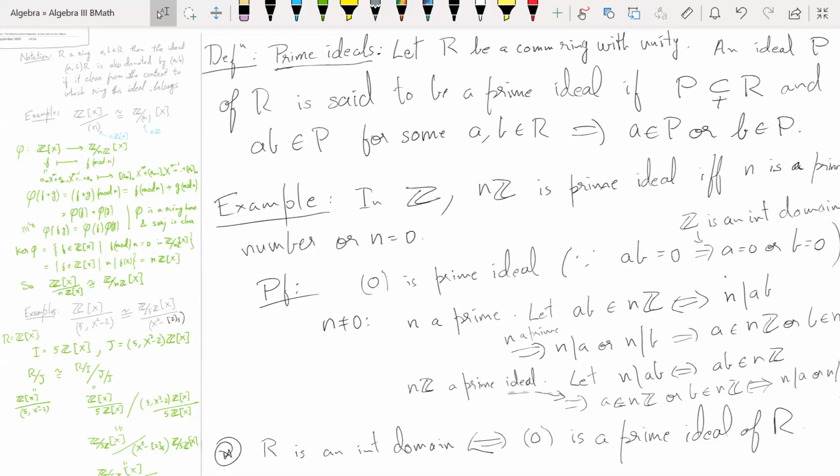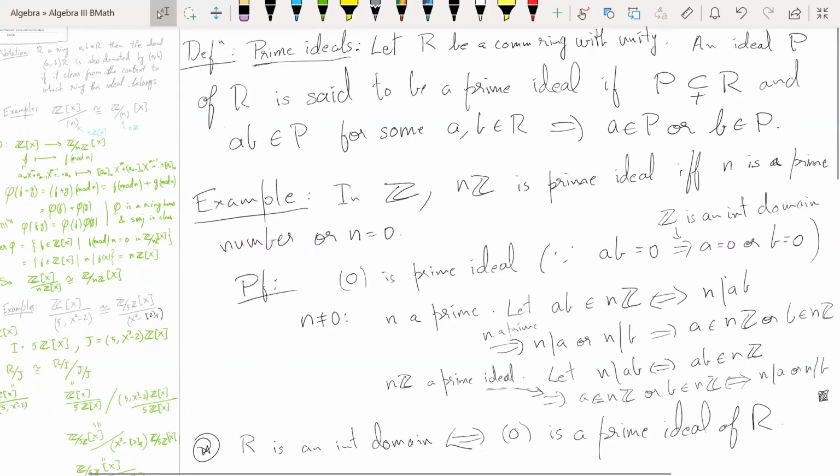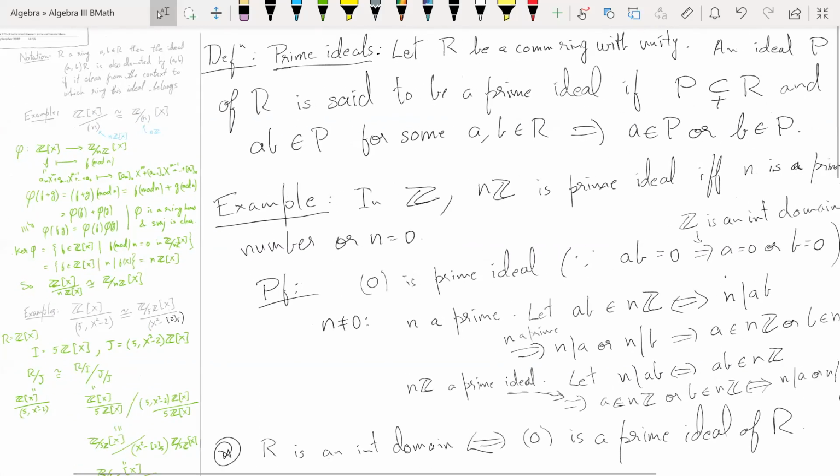Okay. So it's sort of motivated from, so I'll go over this example of integers, and you'll see that this is sort of motivated from prime numbers in Z. So it's precisely the definition of prime numbers in Z in some sense, except for a minor thing. So in Z, for instance, the prime ideals, n times Z is a prime ideal if and only if n is a prime number or n equals 0.